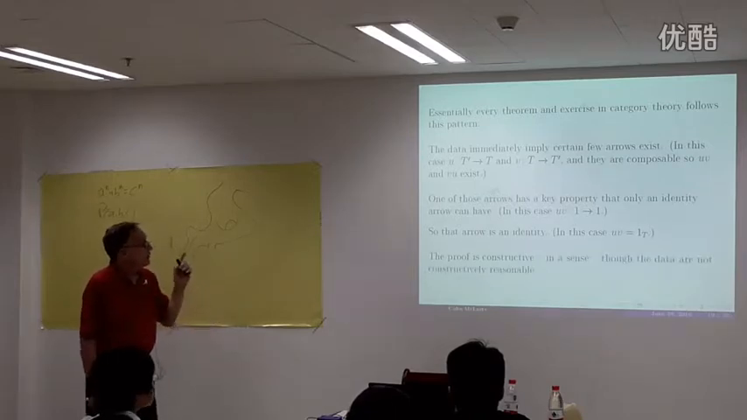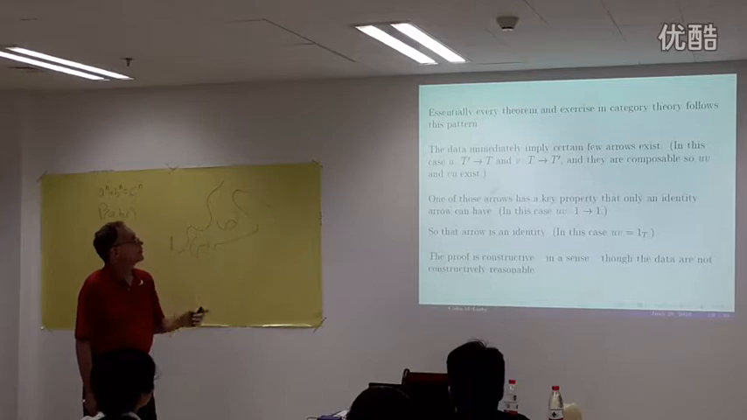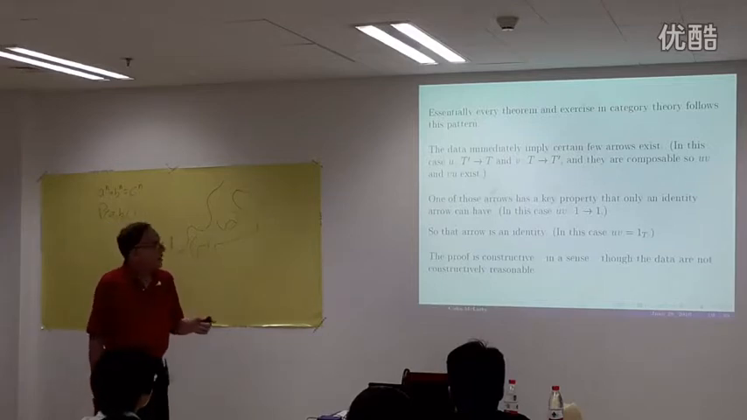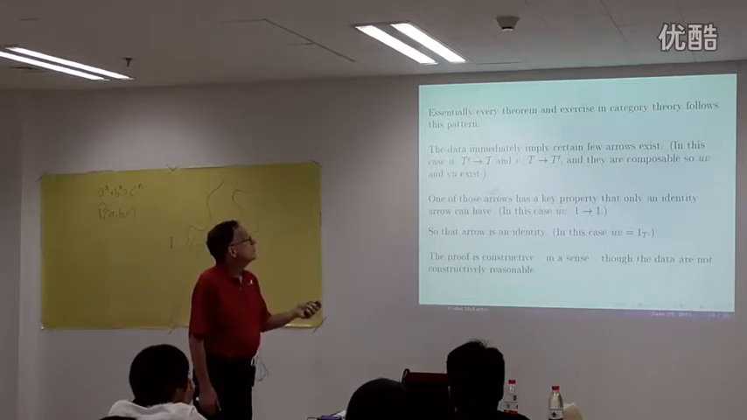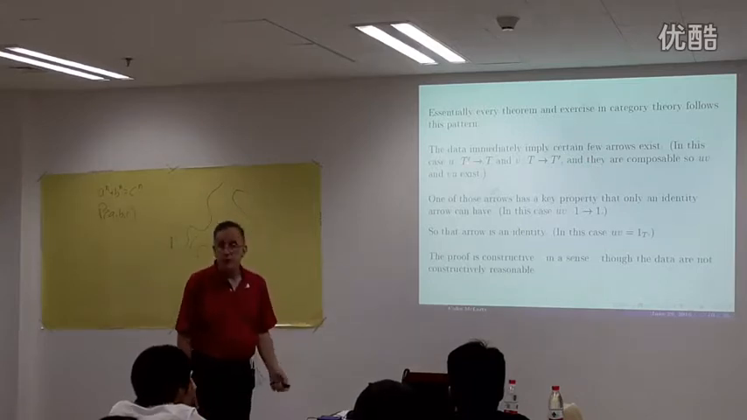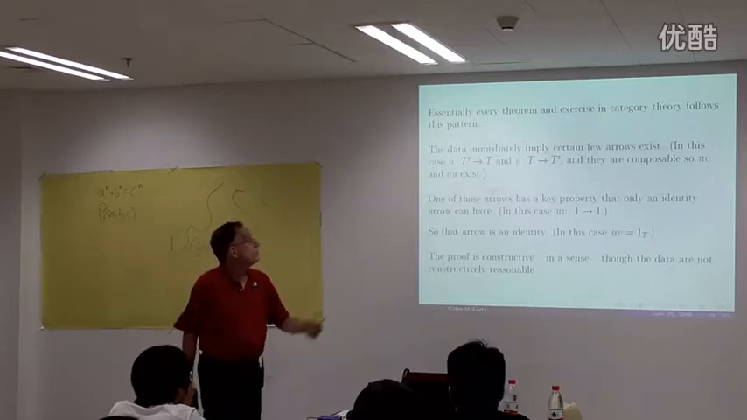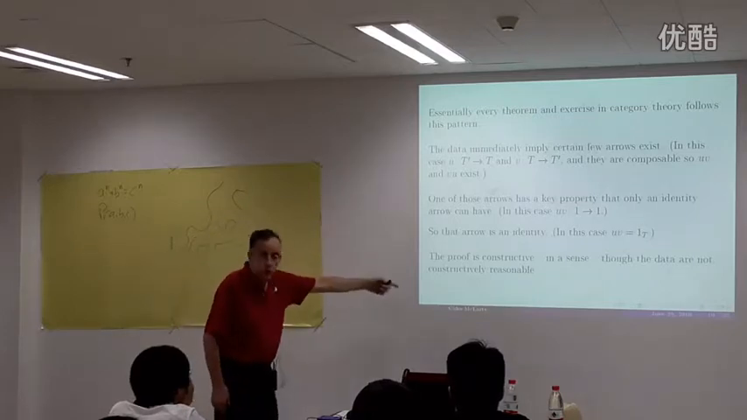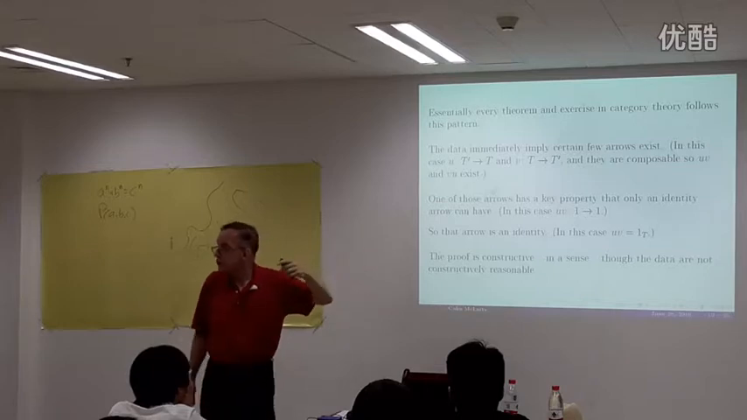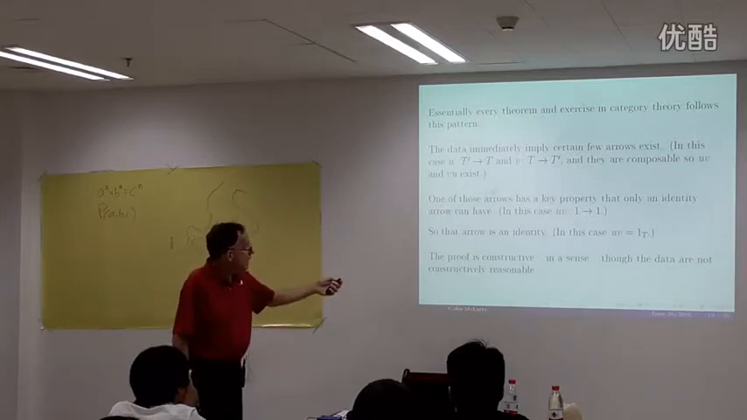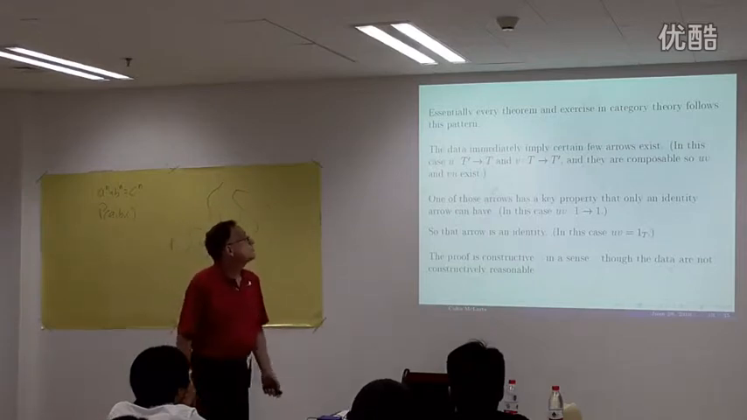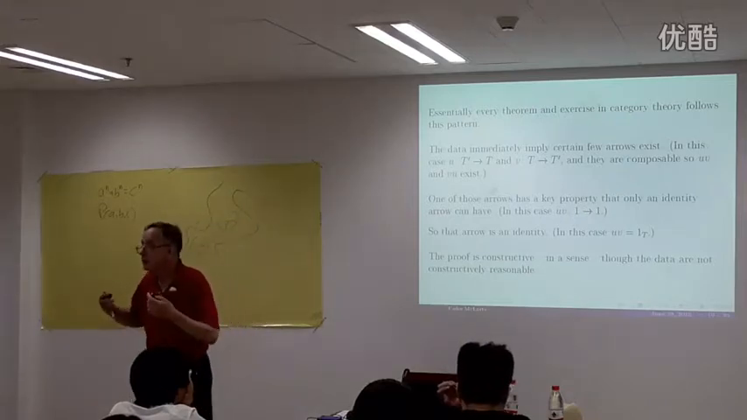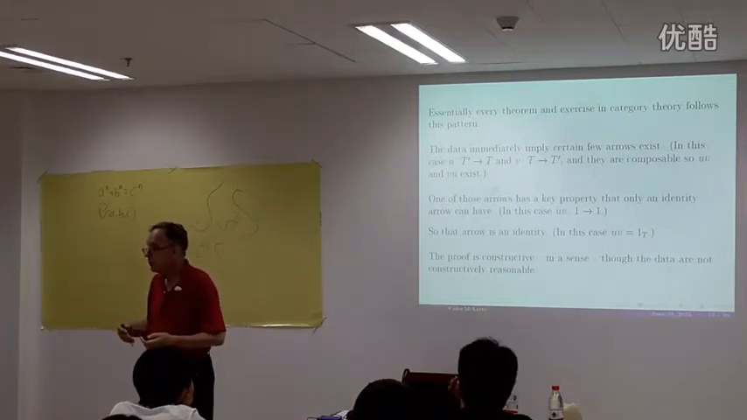In a sense, but the data aren't constructively reasonable. Now, the data told me T is terminal and T prime is isomorphic to it. And given that fact, this is all constructive. I find an explicit isomorphism. But what you can't expect is to find this first isomorphism explicitly. In general, just knowing the two things are isomorphic doesn't let you find that isomorphism.